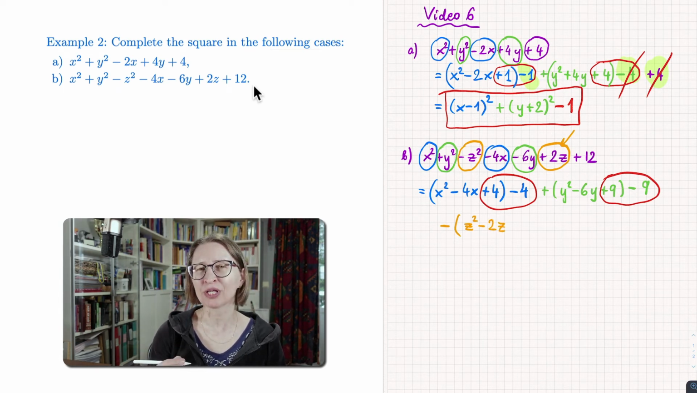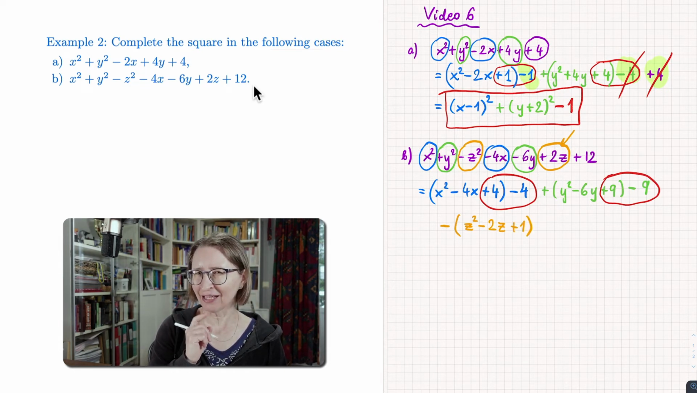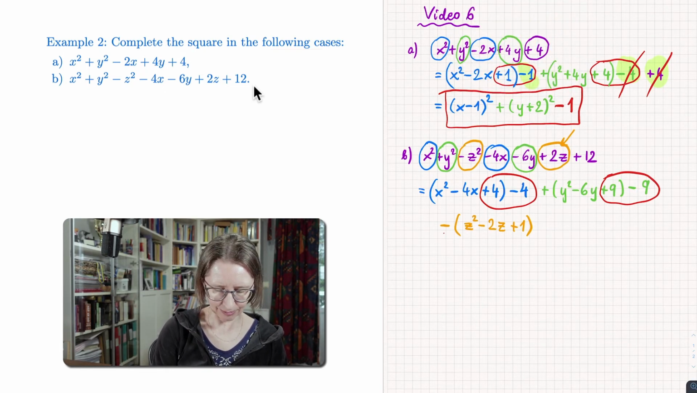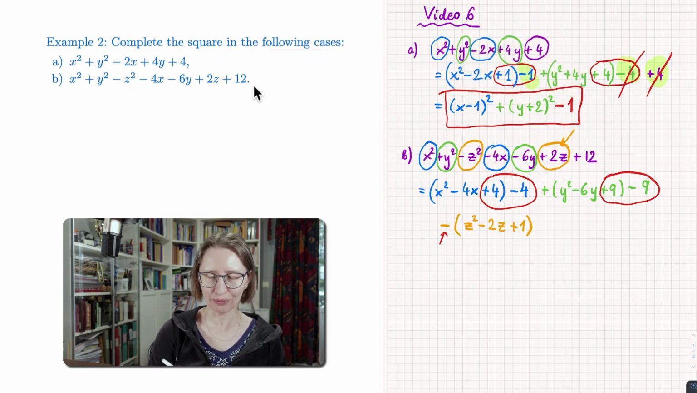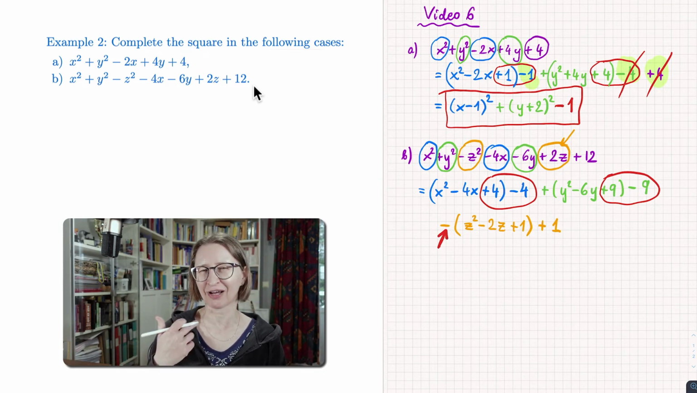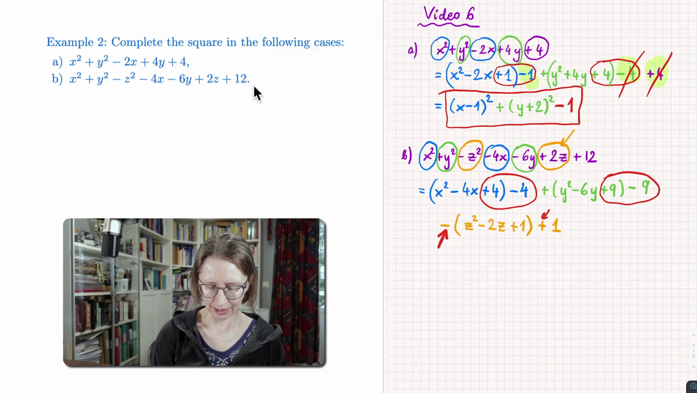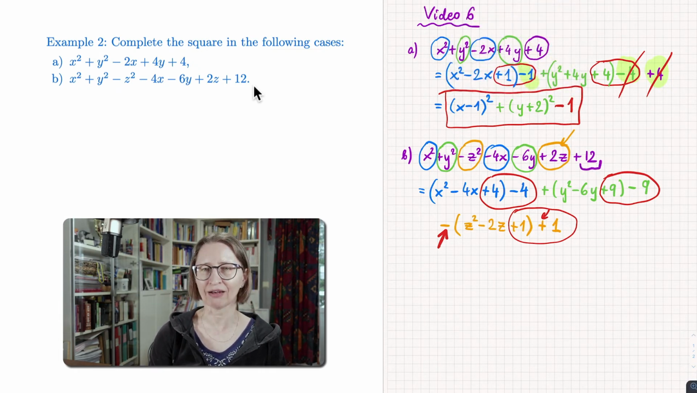And I see that I can complete this square by adding 1. And you see it looks like I have added 1. But because of this minus here, I have actually subtracted 1. So in order to compensate, I have to write here plus 1. It looks strange, but think about this minus sign here before the parentheses. I have actually subtracted 1, and this is why I have to add 1 in order to compensate here. Okay, and then I just have plus 12 here, which is coming from the original expression.